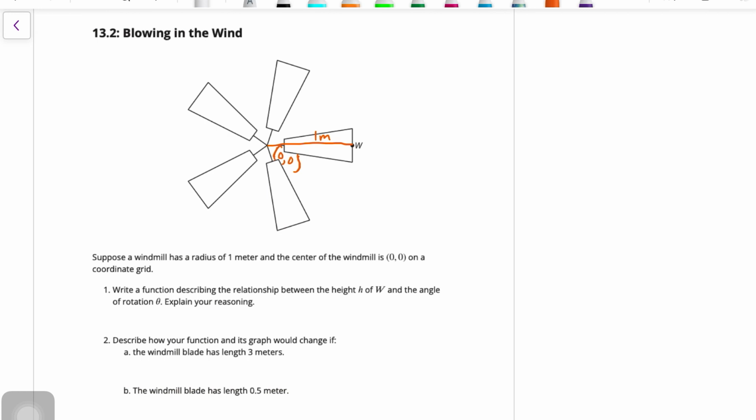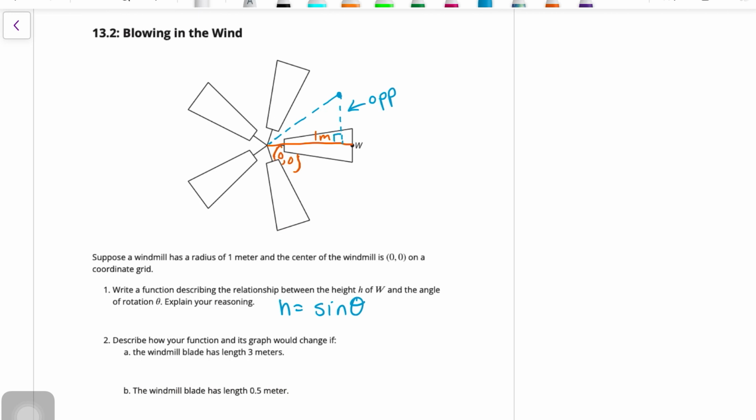So remember that the height, as the angle, or as the blades rotate, so let's say w has rotated up here, then we have this right triangle. And so we are looking at the height. Well, that's the opposite side, so that's going to be sine. So h equals sine of theta, right? Because there's our right angle.